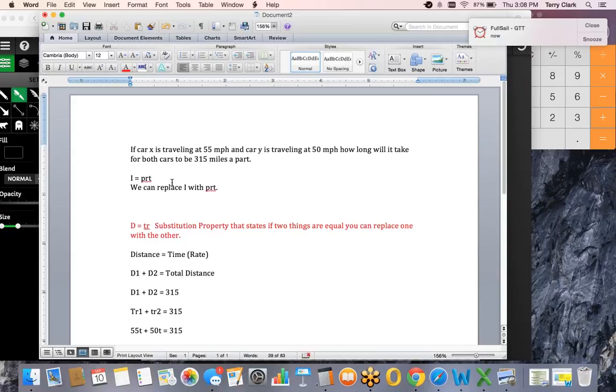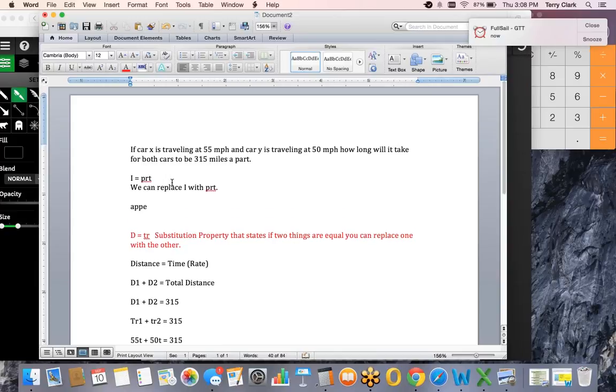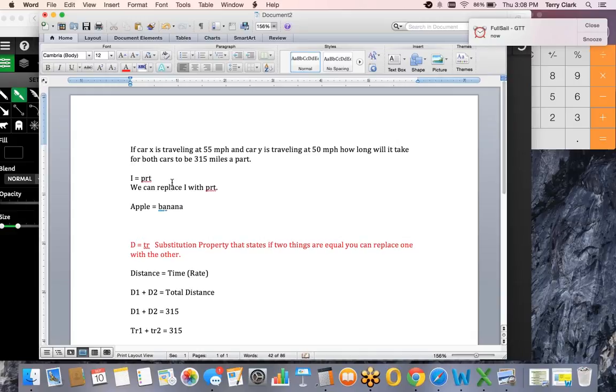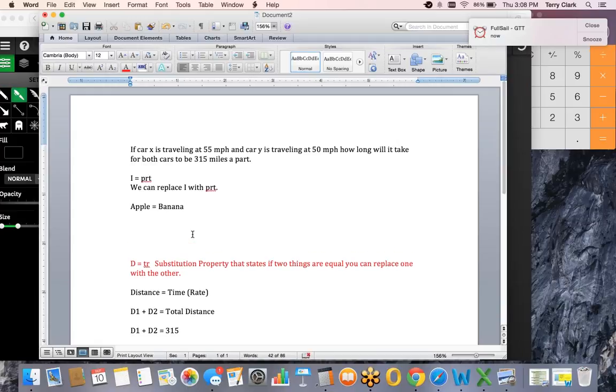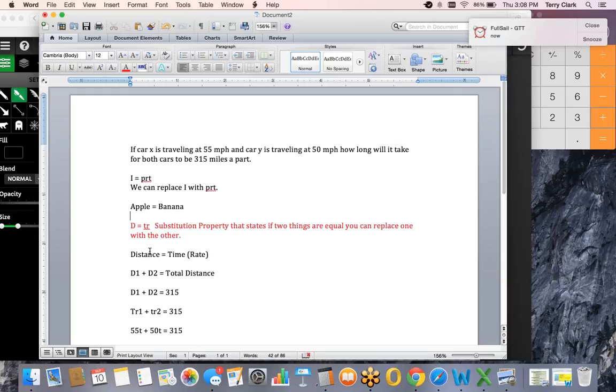So if we say, and I'm just making this up, an apple is equal to a banana, that means I can replace an apple with a banana because they're equal to each other. So that's what the substitution property means. That property is going to be important when you're solving these kinds of problems, because you're going to find that you're going to have to be replacing stuff all the time.